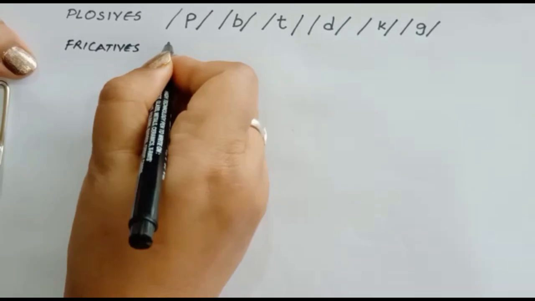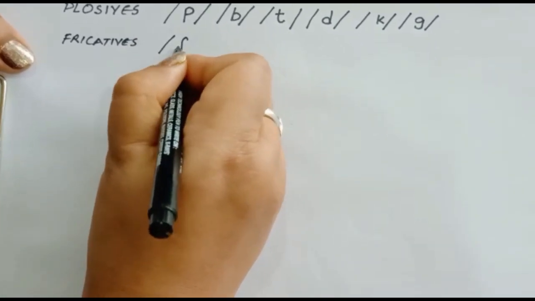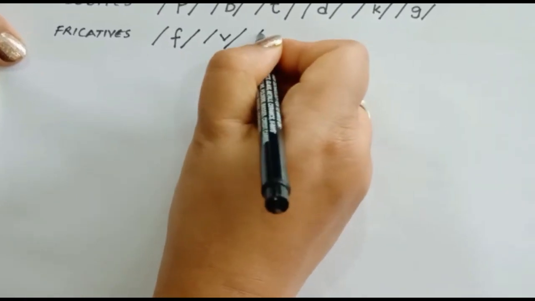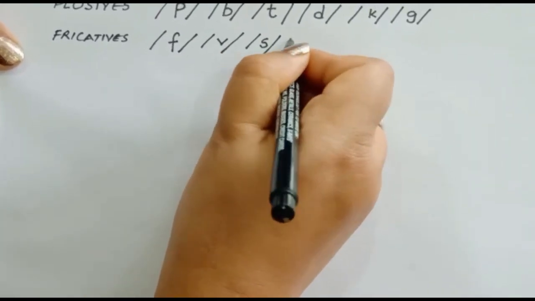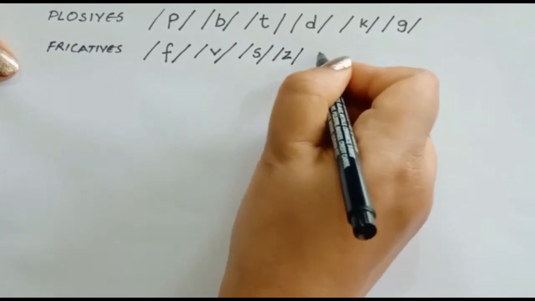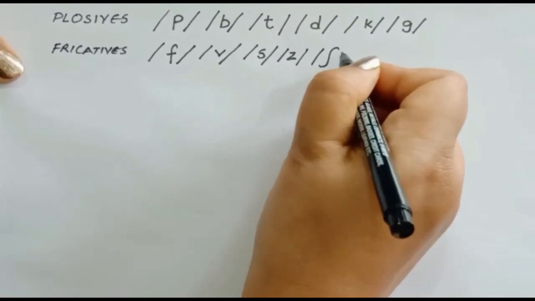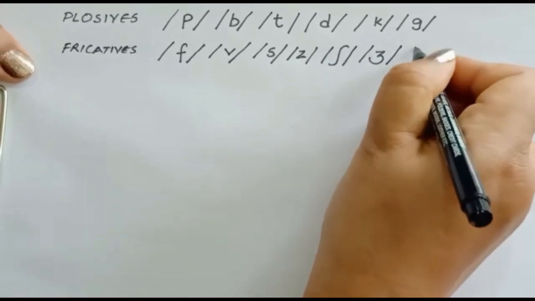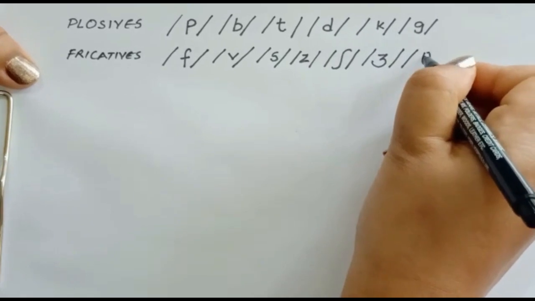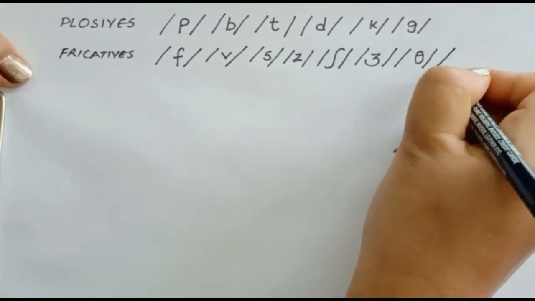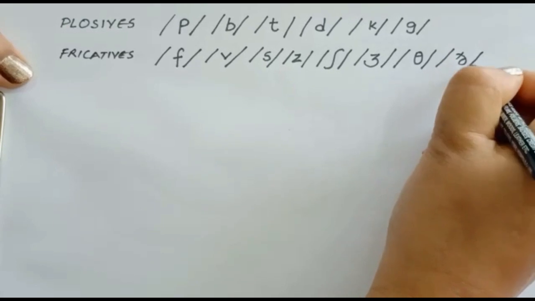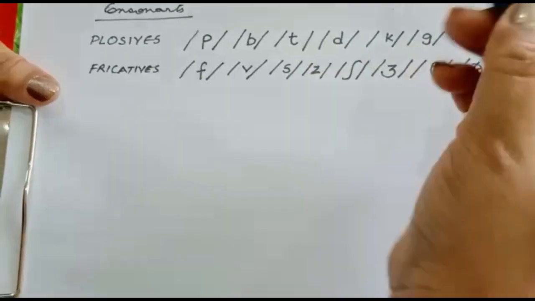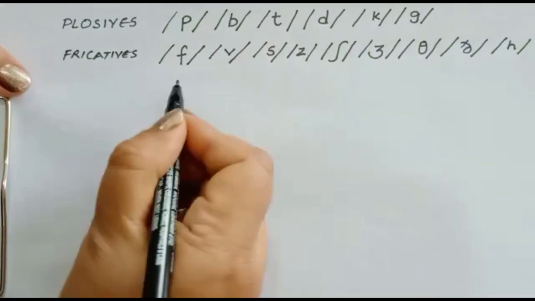The fricatives. So, for the fricatives you write f, v, s, z, full long sh, j, th, theta, th, the. And the last one, h. But if you write in the cursive, it's completely wrong. You have to be very careful about that.